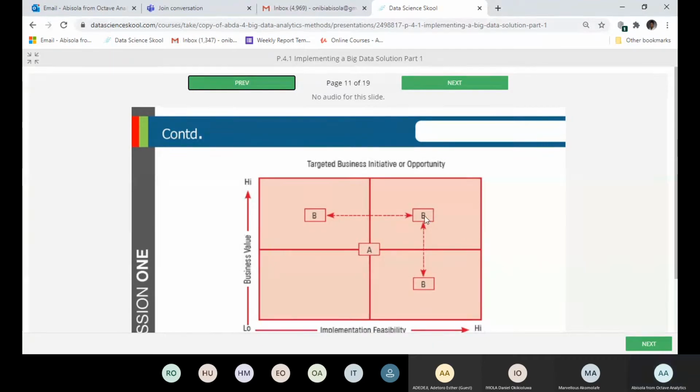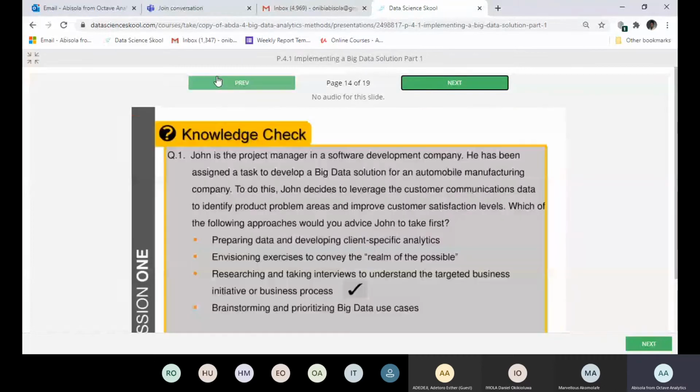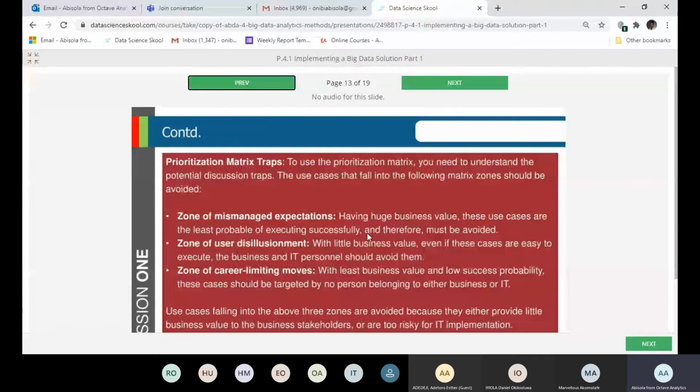So, prioritization matrix traps. We have different prioritization matrix traps. Let me see if the diagram is here. Okay, the diagram is not here, so let me come back here. Let me just read it out, then come back to show where they are. To use the prioritization matrix, you need to understand these potential discussion traps. So we have the zone of mismanaged expectations. Mismanaged expectations is having huge business value.